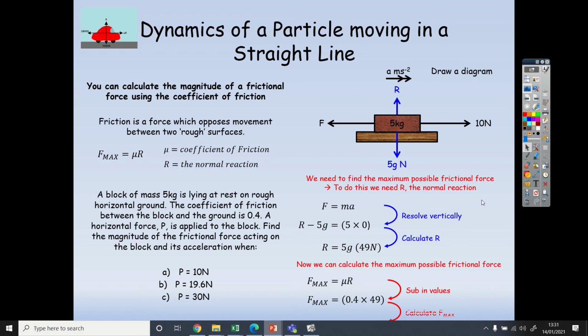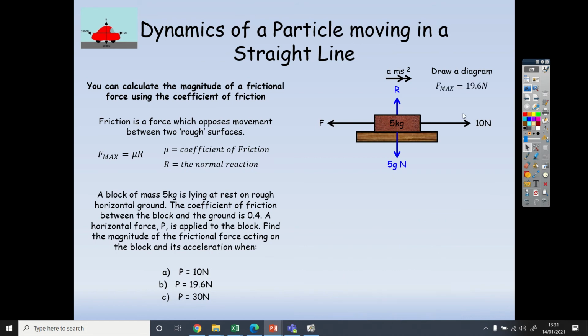And that gives us 19.6. Okay, just off the screen there, 19.6 newtons. So now we're pretty much done, because for each of these we can figure out what's going to happen. So my maximum amount of friction is 19.6.